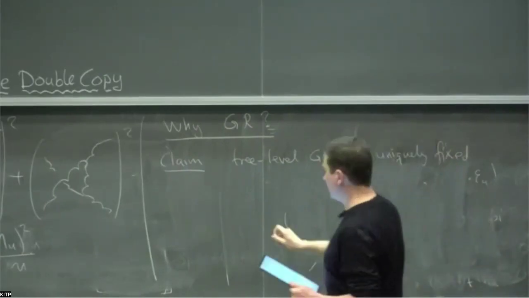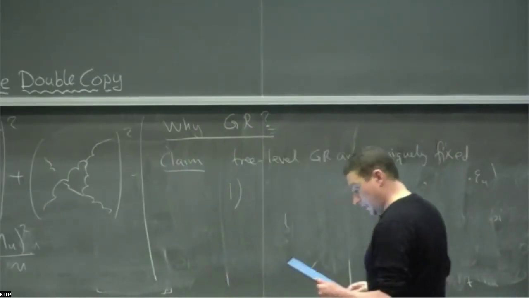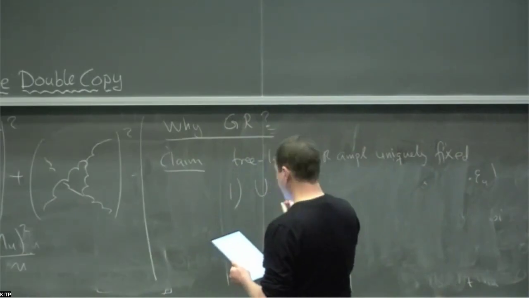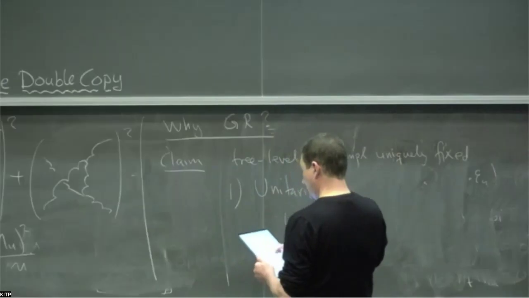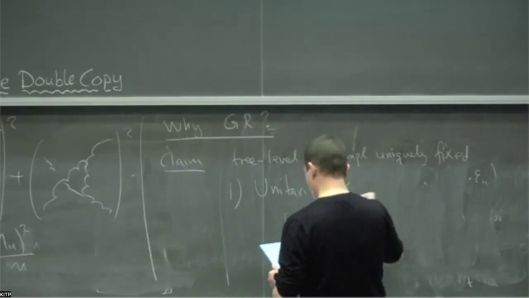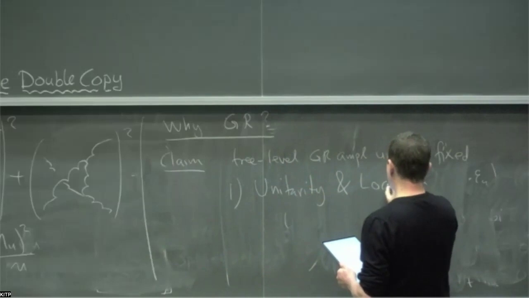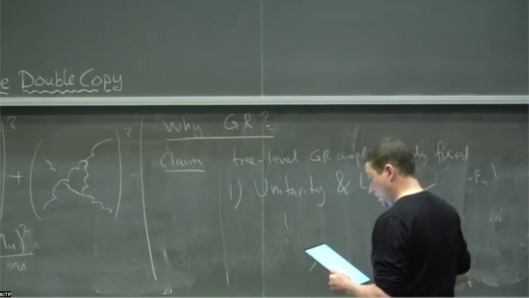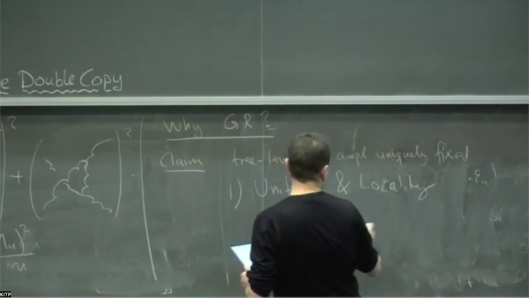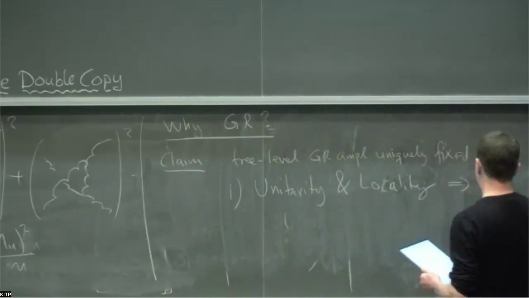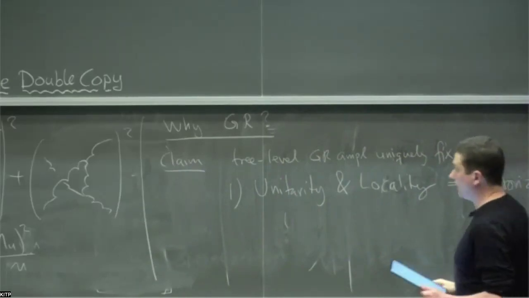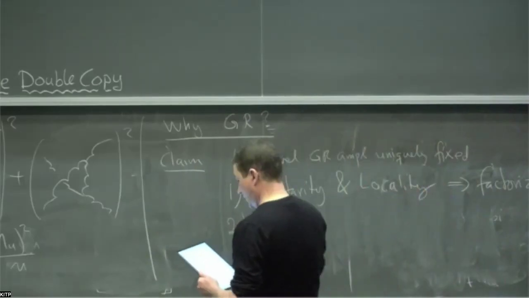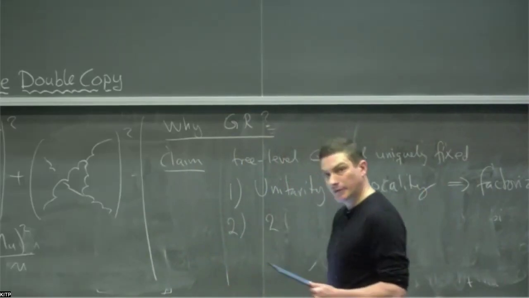Okay, so what are the 3 properties? I'm going to pick 3 properties which I like. One of them is unitarity, and I'm going to combine this one with locality because they're closely related in this context. What this basically means are factorization properties at tree level. The second property is I'm going to impose that I have 2 derivative interactions.